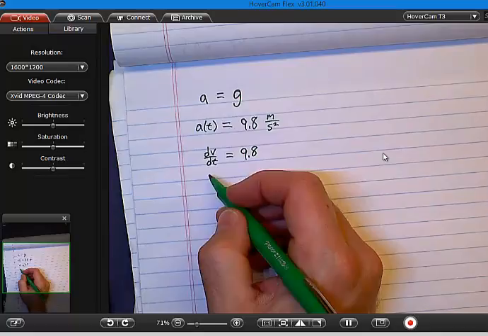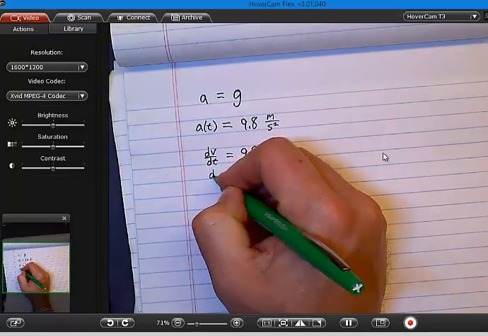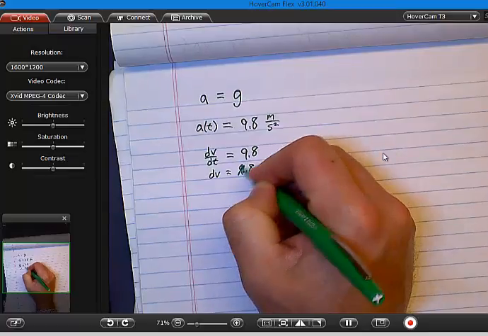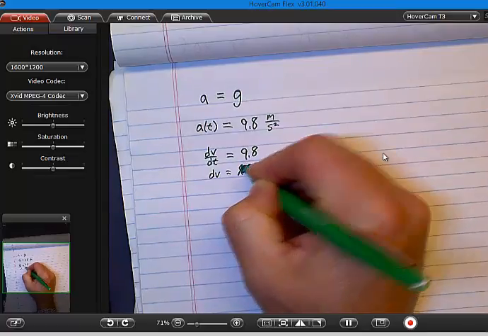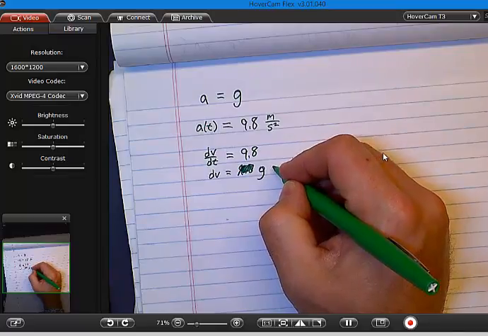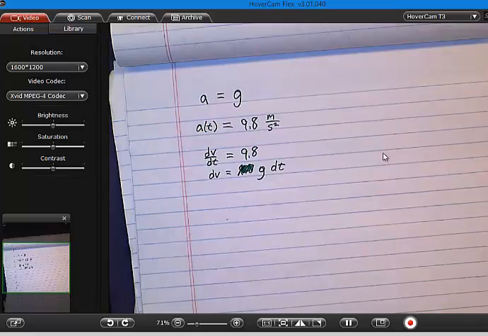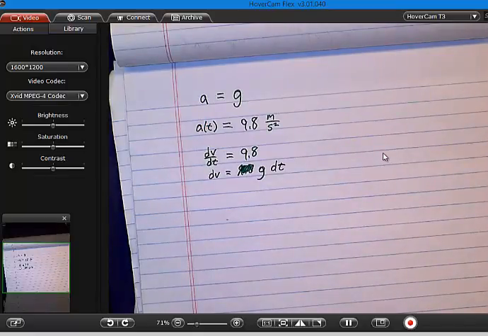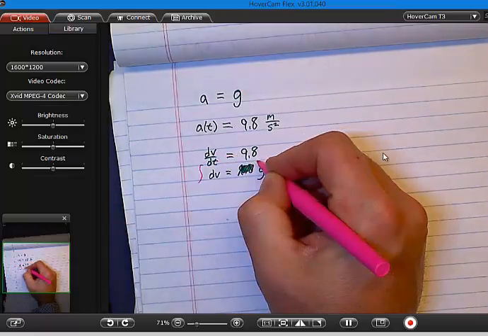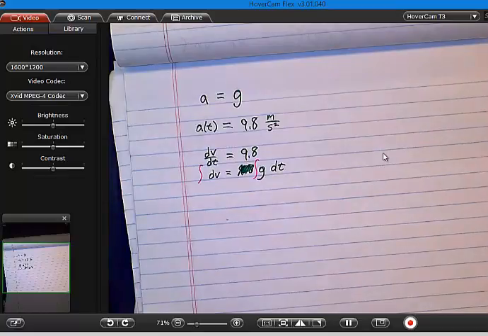So now, let's separate the variables. That's that move I just taught you guys about. dv is equal to 9.8. Actually, let's just leave it as g. I don't care what the decimal is so much. dv is equal to g dt. And what am I going to do now after I separate the variables? I'm going to put my little symbol that means to take the antiderivative.